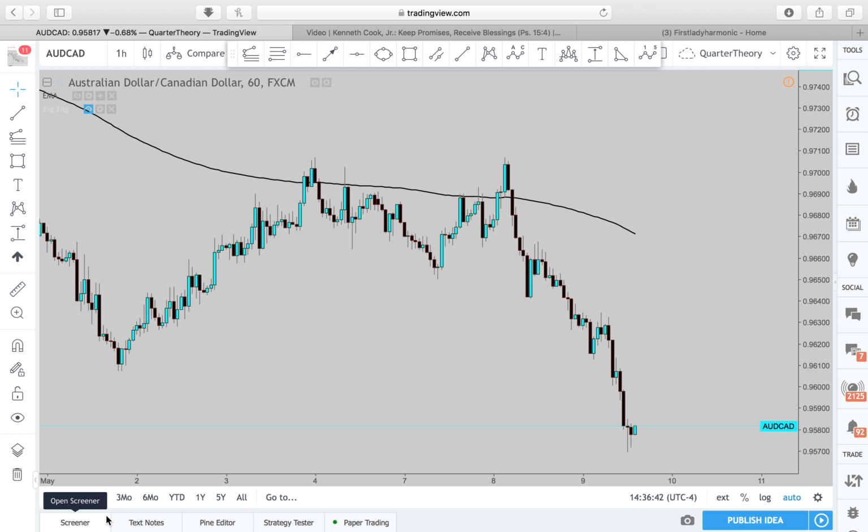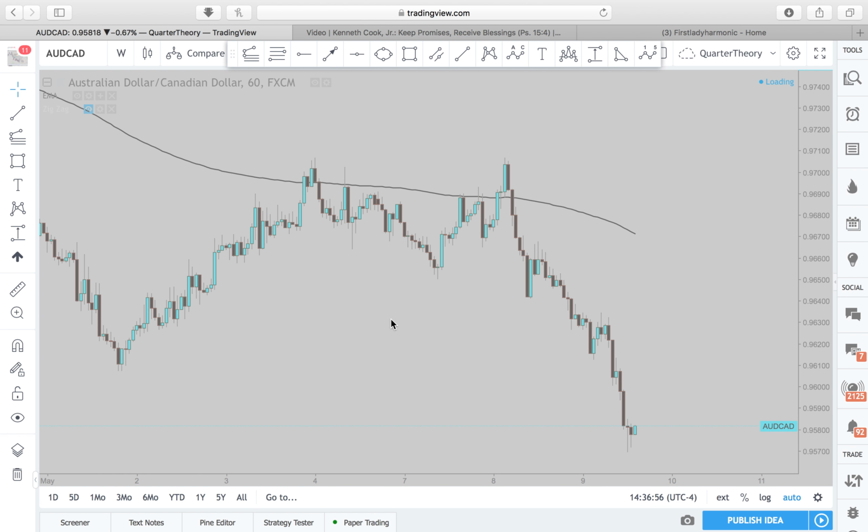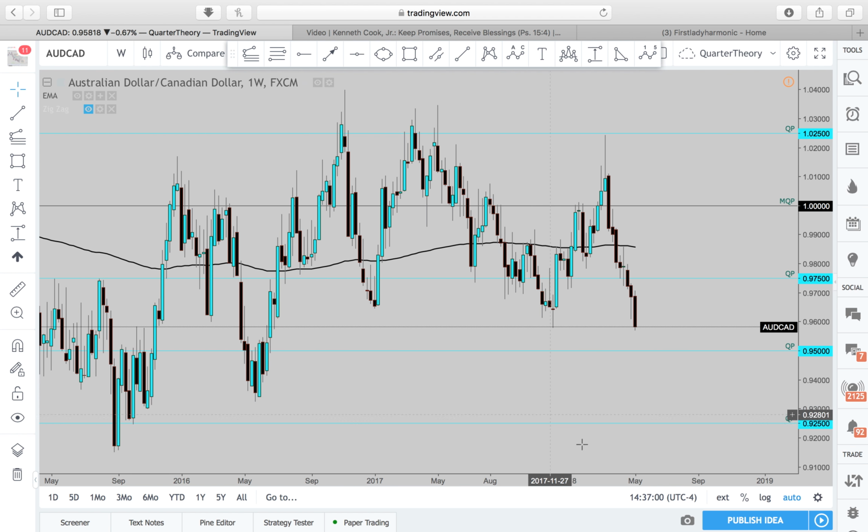But just wanted to come back on the charts real quick, take a look at some pairs. Open my computer up, and I'm looking at AutoCAD right now. Always want to start from a higher time frame, weekly, monthly. I use the quarters theory as for my support and resistance, as you can see.